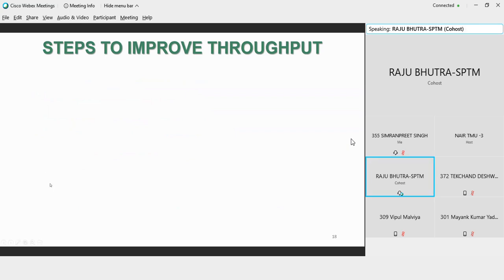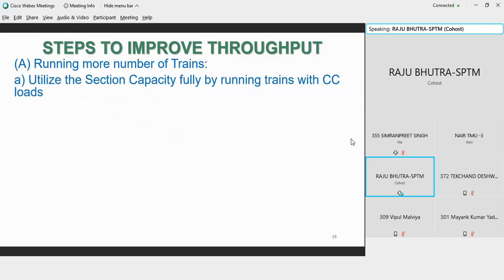So what are the steps to improve throughput? Running more number of trains. If we increase the number of trains, we will increase the number of passengers which we are carrying. We will increase the number of commodities, or the quantity of commodities which we are carrying. So that will increase our throughput.